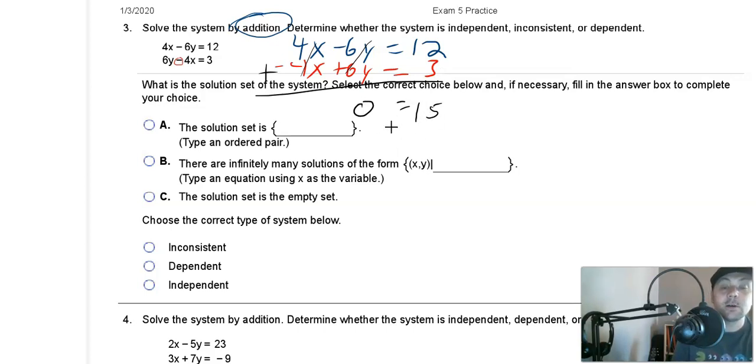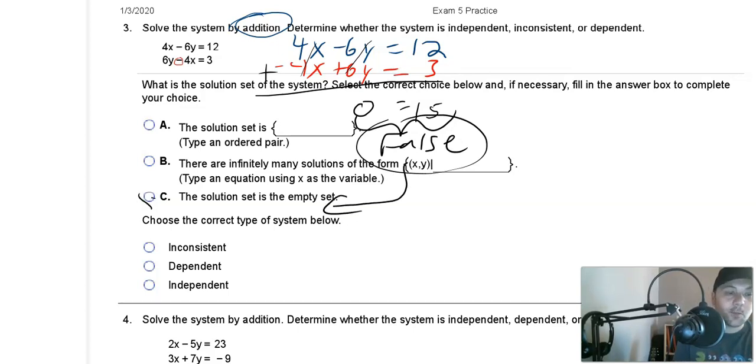All right, so you get 0 equals 15, which is false. So if all your variables disappear, you get something that's false. That means there's no solution, which they worded a little bit differently here. The solution set is the empty set. That just means there's no solution. And when there's no solution, just go ahead and write that on the screen. When there's no solution, that also means it's an inconsistent system of equations.